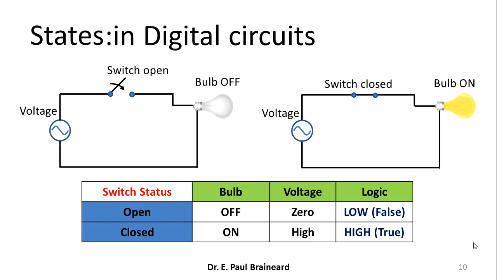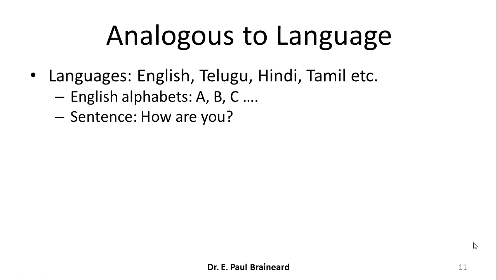Well, these bits or states are analogous to alphabets in a language. For example, we have languages like English, Telugu, Hindi, Tamil, etc. Now if you take the English language, it has alphabets A, B, C, and so on till Z. From these alphabets, you can make a sentence. For example, how are you? How are you doing during this COVID season?